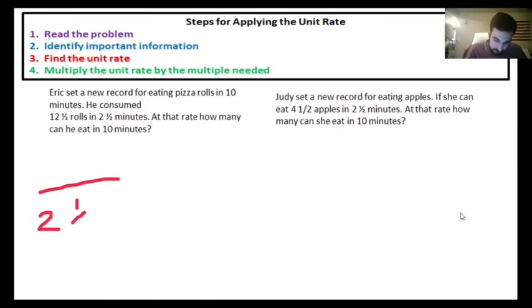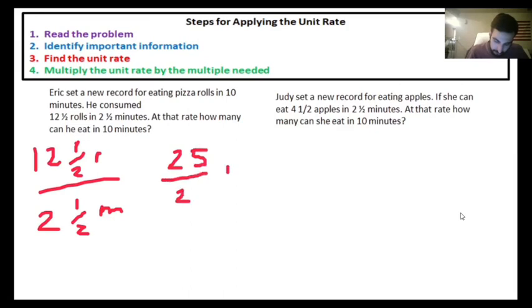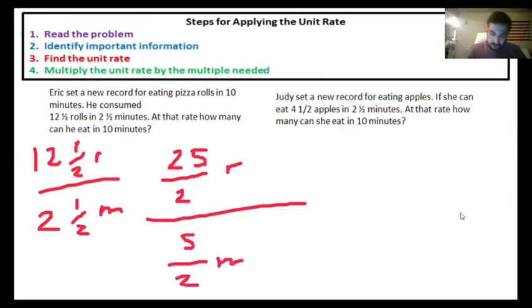And we know right now there's 2.5 minutes. We know he ate 12.5 rolls in 2.5 minutes. What I'm going to do is make these into improper fractions just to make multiplication a little bit easier for me. I know my top is going to be 2 times 12 is 24, plus 1 is 25 over 2 rolls in 5 over 2 minutes.